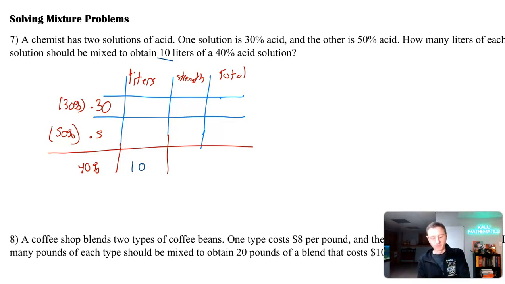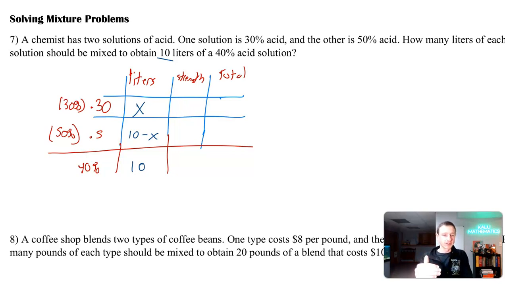So here's what I have to do. I'm going to call the 30% solution x, because I don't know how many liters I'm going to put in there. If 30% is x, and I know I need 10, what does the 50% have to be? It has to be the total minus x. Let's say it's 1 liter of 30%. How many liters of 50% solution would you need to make up 10? 1 plus 9 is 10.